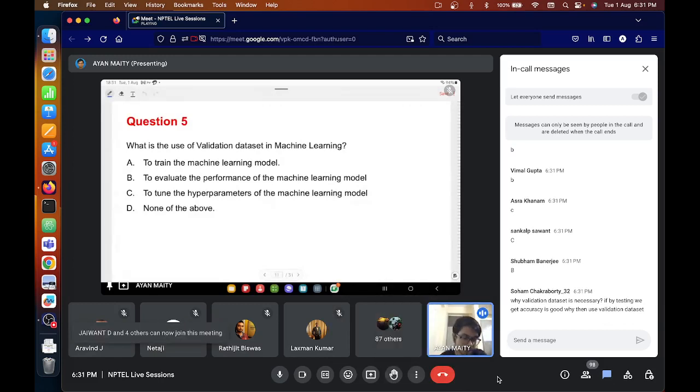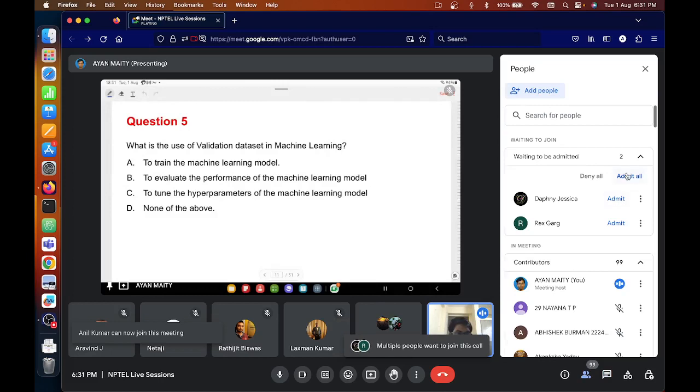Why is the validation dataset necessary? If by testing we get good accuracy, why then use a validation dataset? Okay, I will come to that.